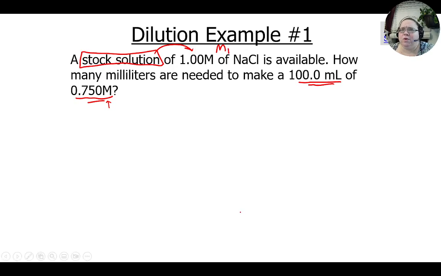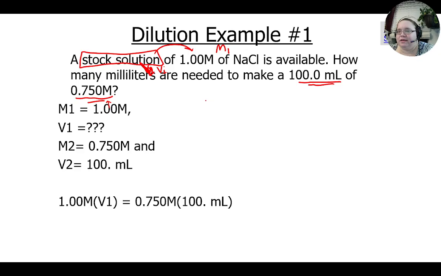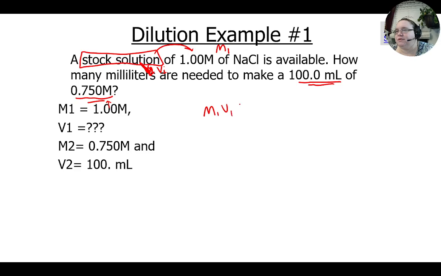Well, it's asking me how many milliliters of that solution do we need? Well, that's my V1. So those other two numbers are my 2s. It's my M2 and my V2. So M1 V1 equals M2 V2. So again, I tend to prefer to rearrange the equation.